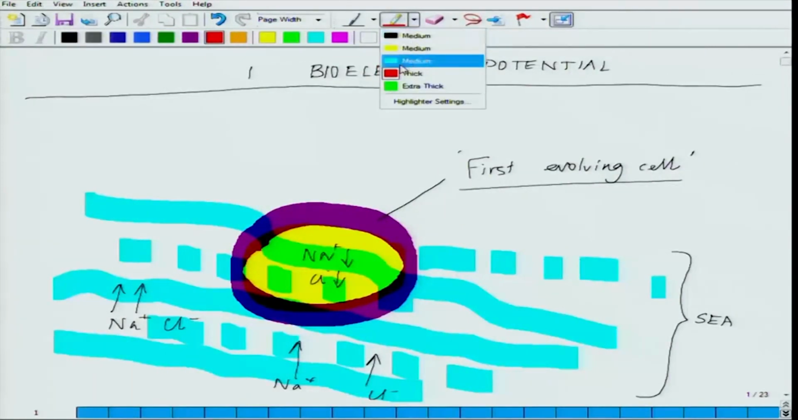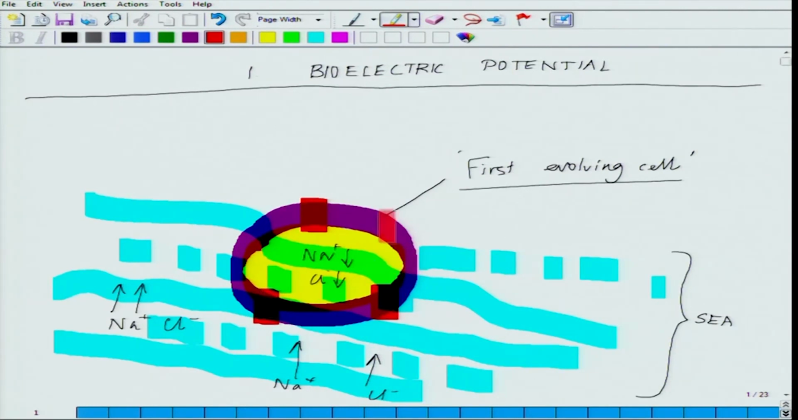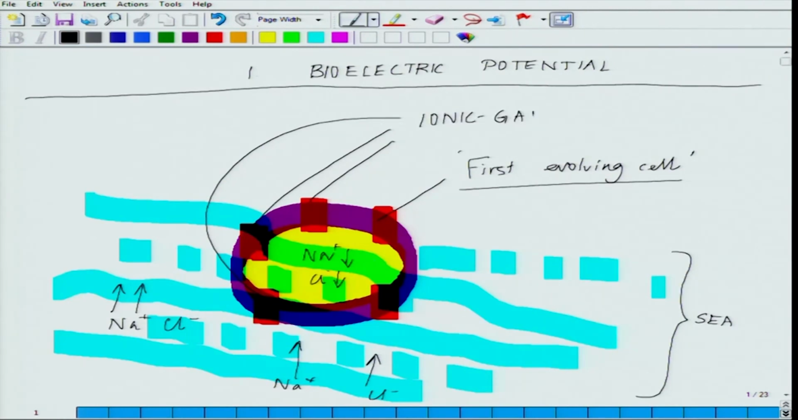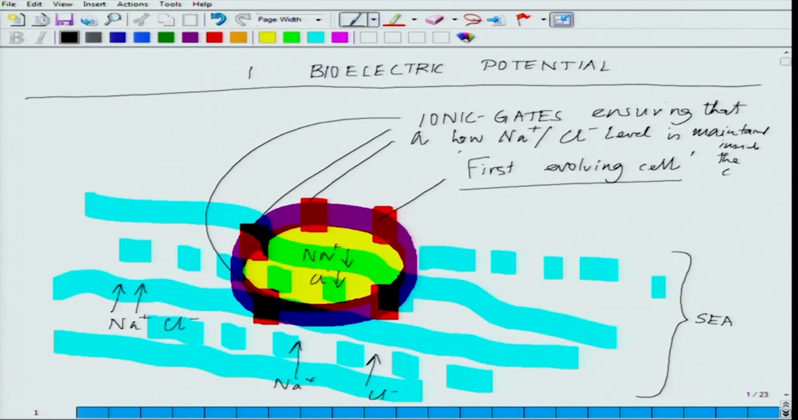So, for example, I have a mechanism by which I ensure different kinds of ionic gates, and these ionic gates ensure that a low sodium and chloride level is maintained inside the cell.